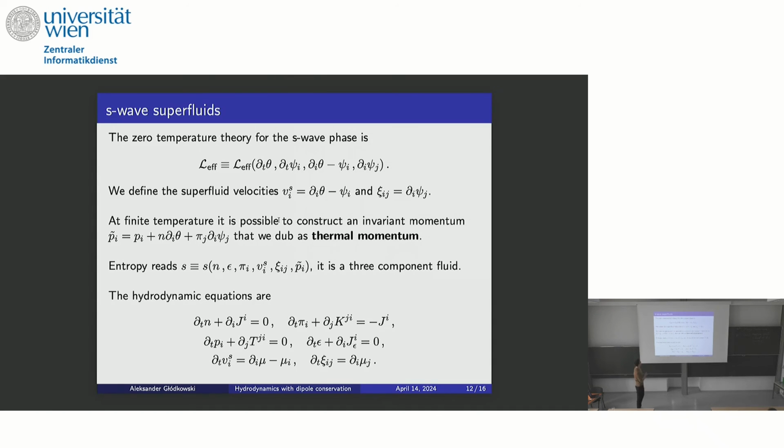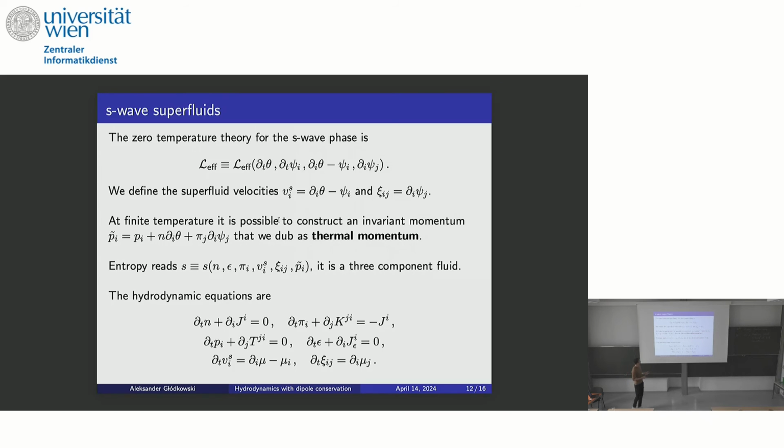Okay, now we may try to describe the S wave. So I remind you of the Lagrangian. It has this form. You can derive it from coset constructions, for example, or whatever other method you would like to use. And we can define those superfluid velocities. V_i^s and Xi_ij are defined in this way. Then we would like to generalize this to finite temperature to be able to do hydrodynamics. And the invariant momentum that we can define here is this P tilde quantity.